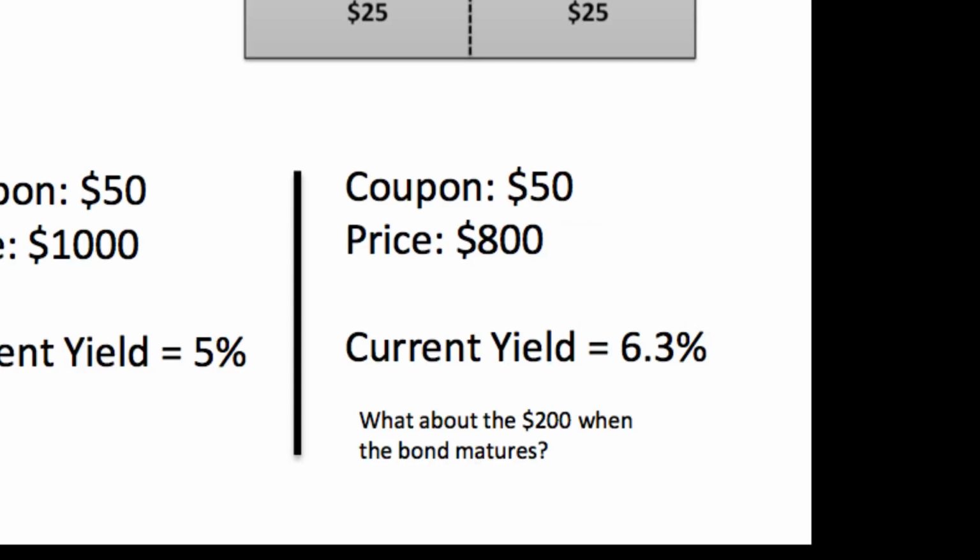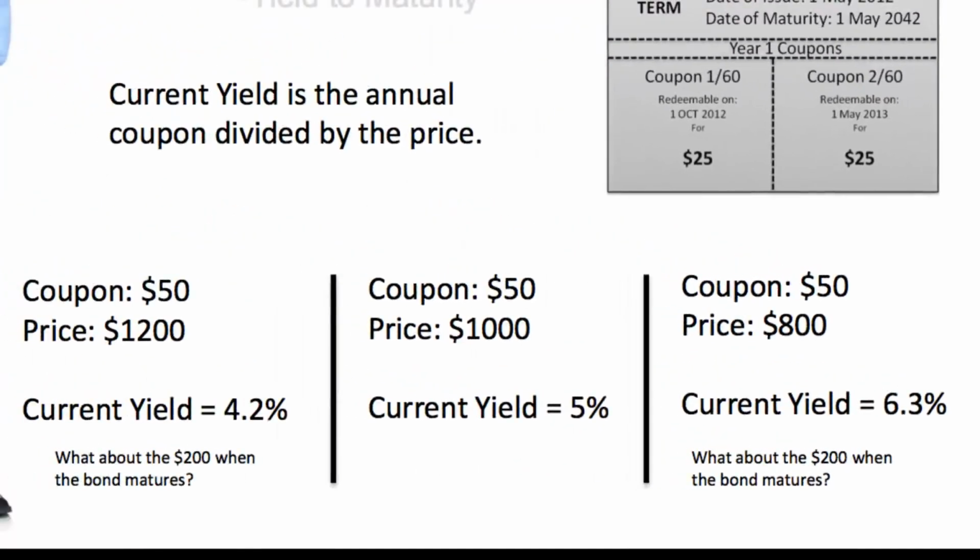So in this example, we're talking about the same exact bond, no difference in the bond, just the price at which he's buying that bond and how that price is affecting the yield. Now, the problem with the current yield, which you're going to find out later, is that it doesn't account for the amount of money that you lose or gain whenever the bond matures.